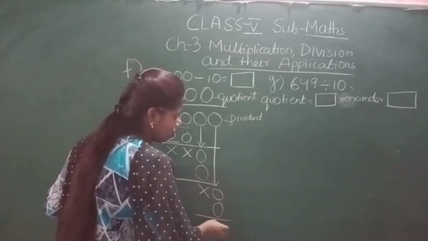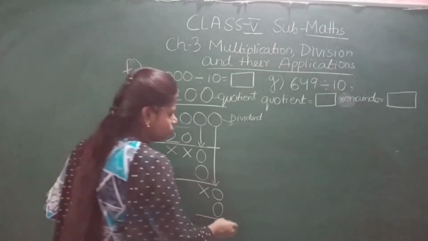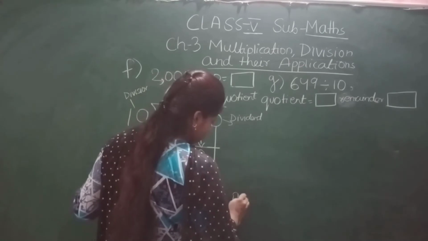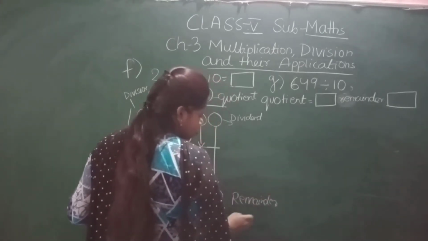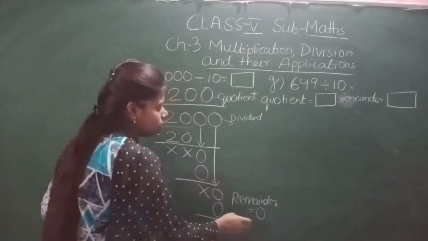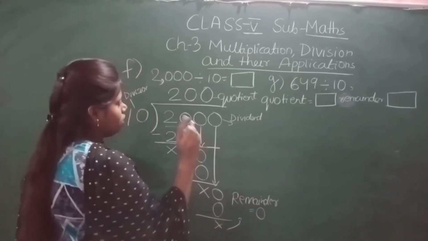And at last what did we get? Remainder 0. Cross means it is 0. Remainder is what? 0.